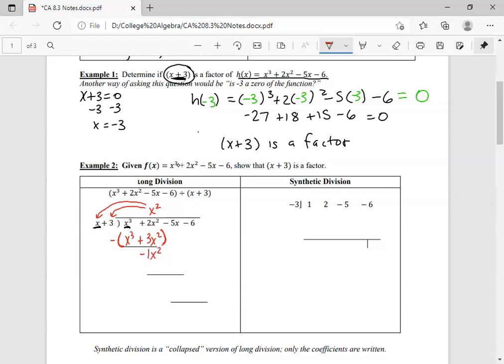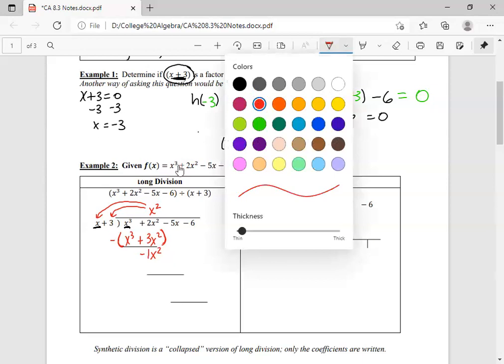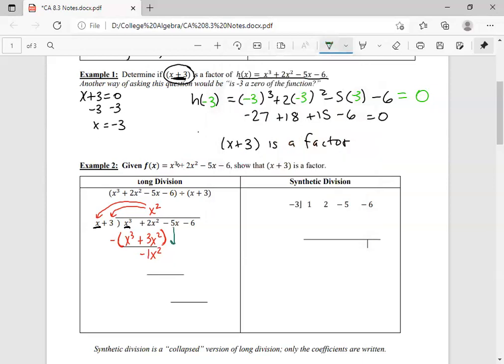So after we got rid of that first term, now it's our goal to get rid of negative 1x squared. We're going to bring down this next term here, this minus 5x. We're going to move it down. And so we're going to look at this x in the front and say, what do I have to multiply x by to get negative 1x squared? Because we want it to go away. When we subtract it, we want it to turn into 0. So we would have to multiply x by negative 1x to get negative 1x squared.